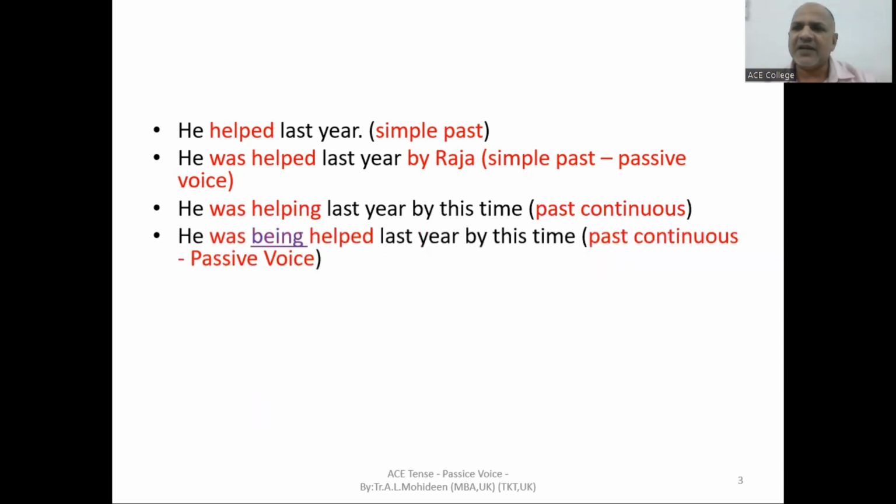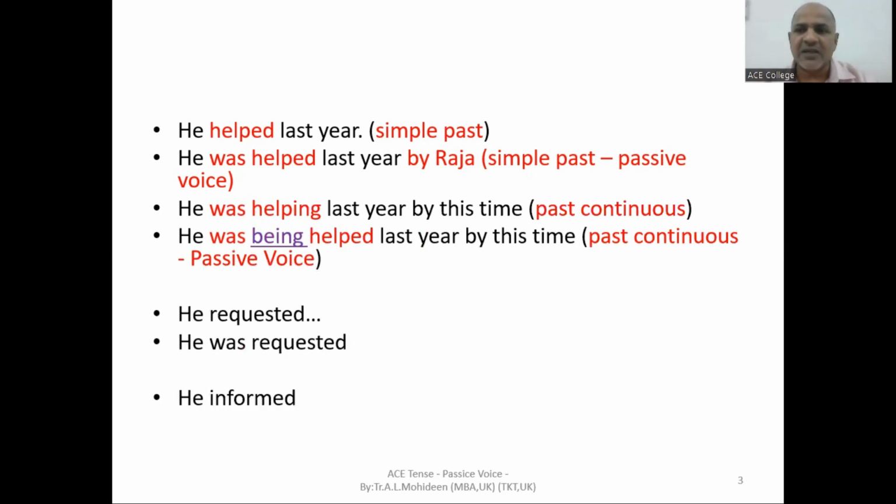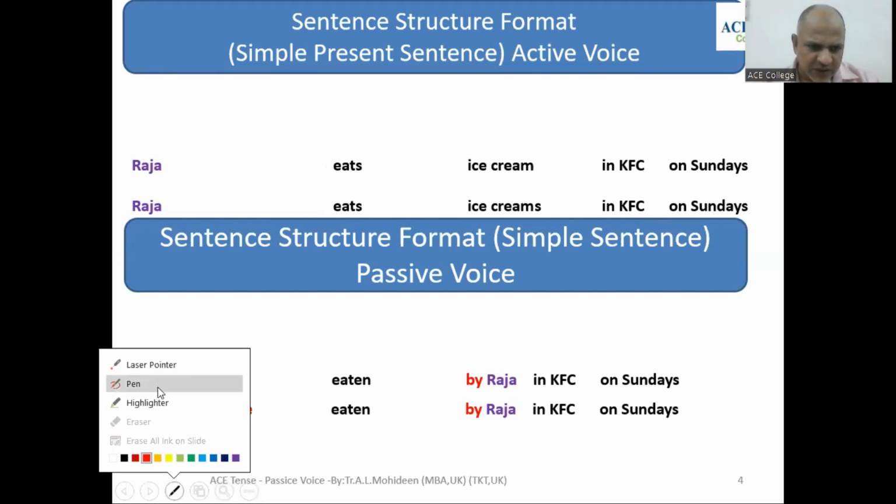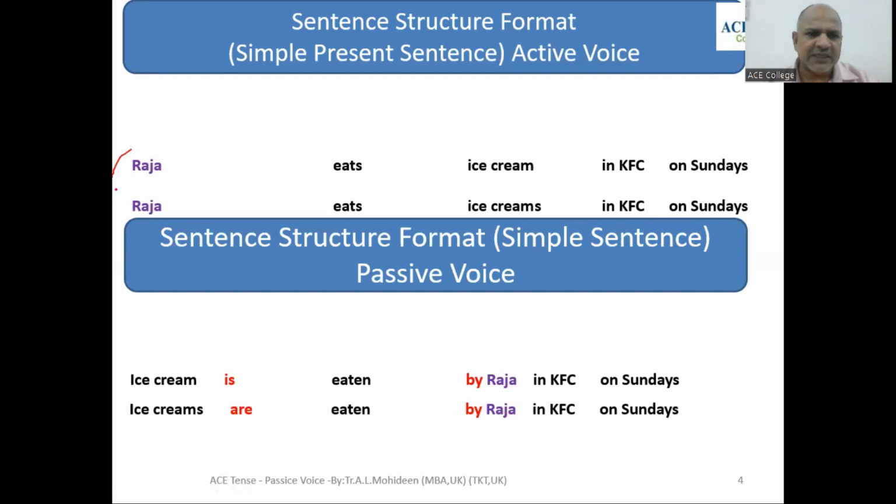Okay, so there are different tenses. Then we are going to see what structures come under that, one by one. Okay, the sentence structure: you have simple present tense, active voice. At the same time, you have the same sentence structure for passive voice. So if you want to identify the active voice, you can see the person here as a subject. You have to remember the subject is at the beginning, and then the verb will come next. After that, the object will come in active voice.